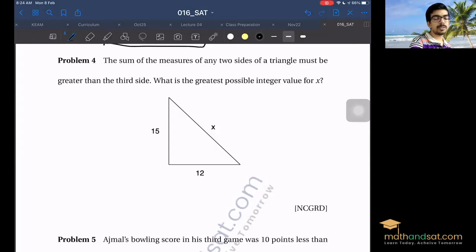Have you heard of this term called triangle inequality? Let me know. Robin, Prisha, have you heard of triangle inequality? Prisha?